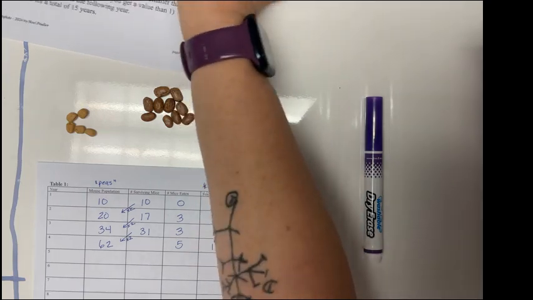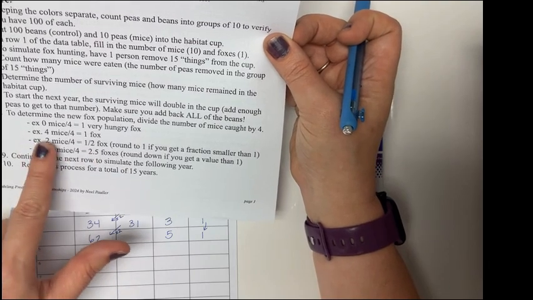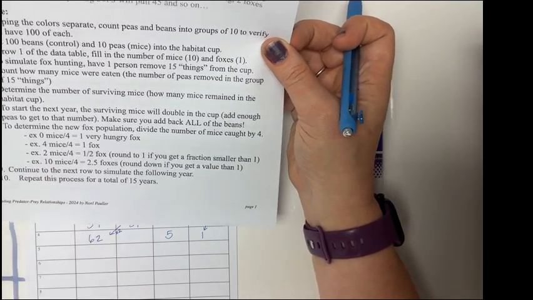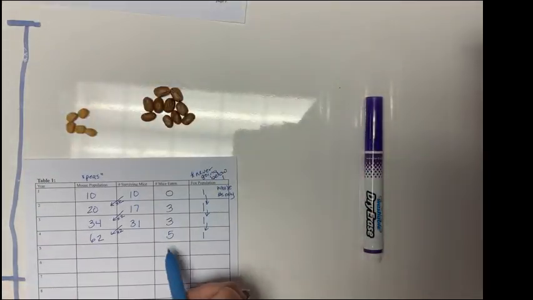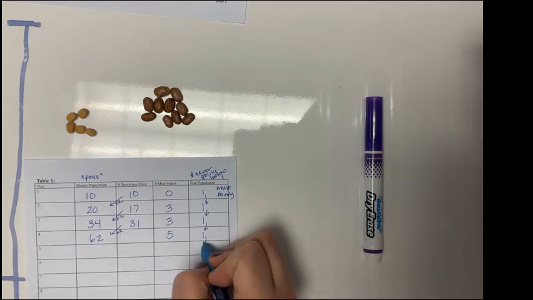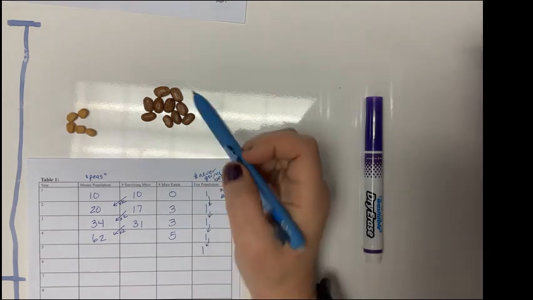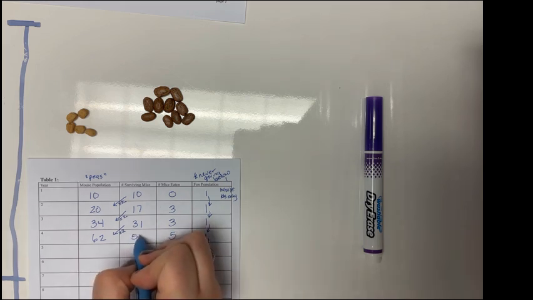To get up to 2 foxes, you need 8 mice, okay? So in this case, for every 4, you get another fox, okay? So I'm still supporting that one fox. All right, so, but 62 minus 5 is going to be 57.